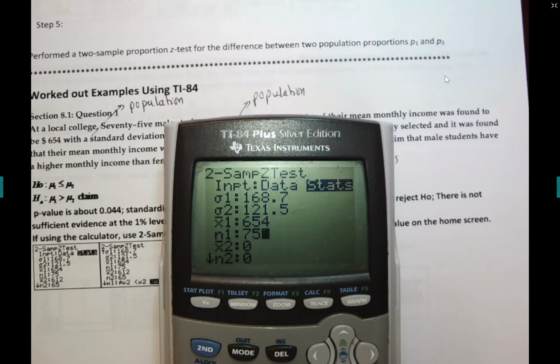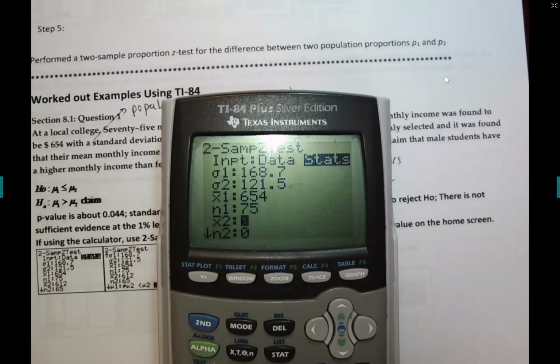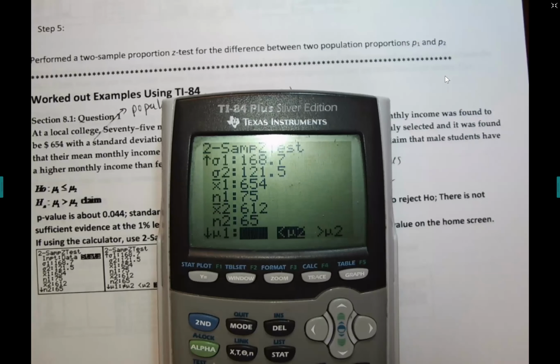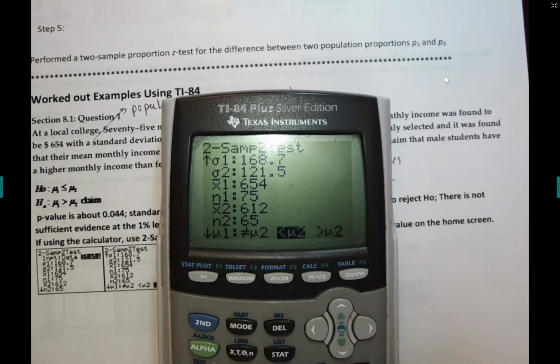Then X2 bar is 612. And how many female students? 65 female students. And we need to check that mu1 is greater than mu2. Make sure to select this one and press enter.